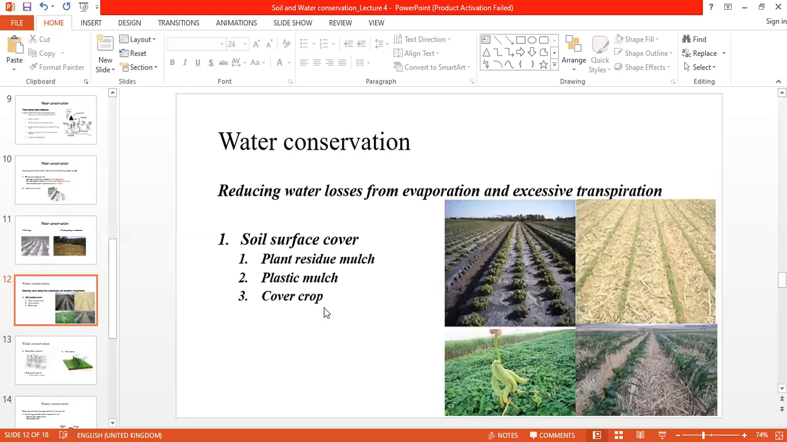To do this, we can use plant residues, we can use plastic mulch, or we can use a cover crop. This just depicts where you have a plastic mulch, then also this one where you have a mulch, then here where you have a cover crop. So you're just blocking the sun from hitting your soil.